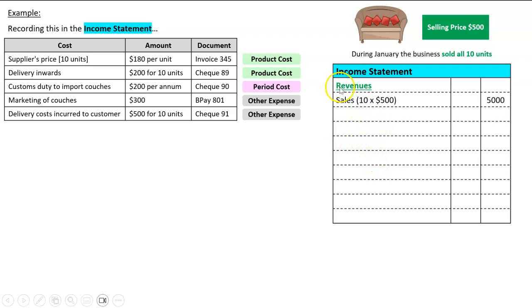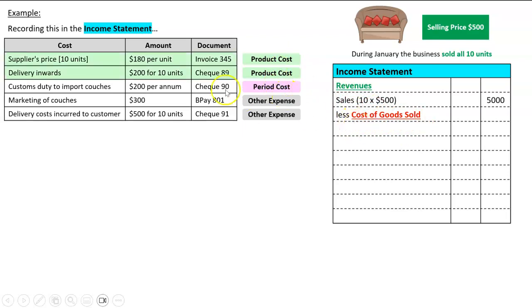But the first heading would be revenues, and we will put for sales 10 units at $500. That's a total of 5,000. Now, sometimes we should have sales returns. We're not going to have sales returns here, just to make the example a bit simpler. So we'll go to the next section, which would be a heading called cost of goods sold. What we should do now, and what we've learned, is that cost of goods sold is two things. It is product costs and period costs.